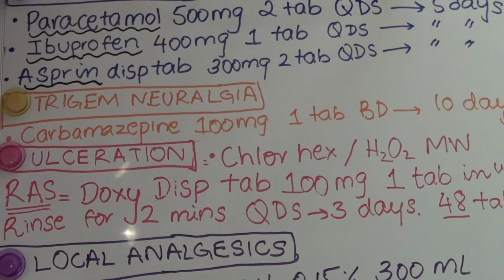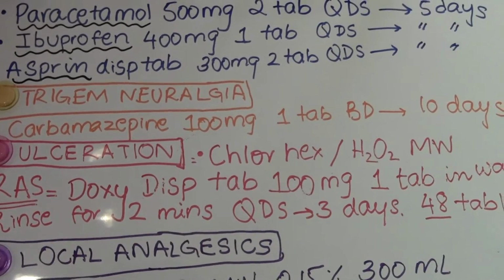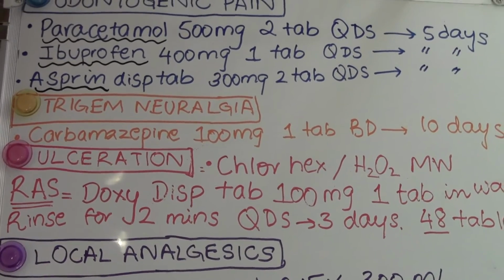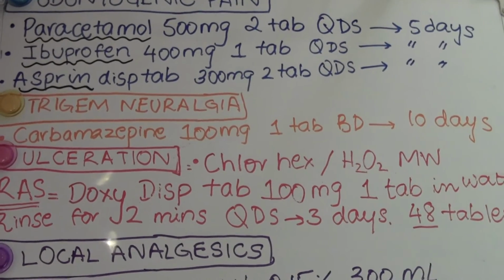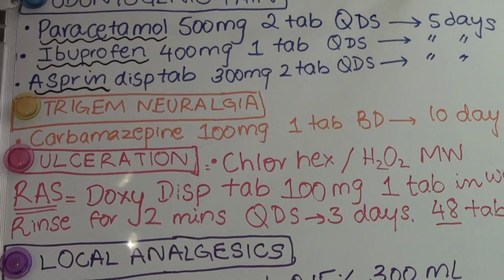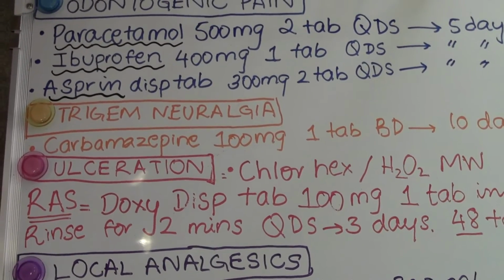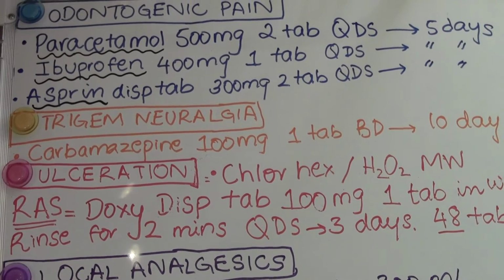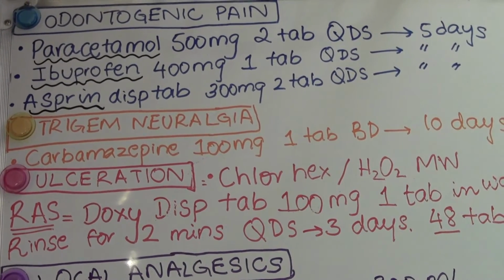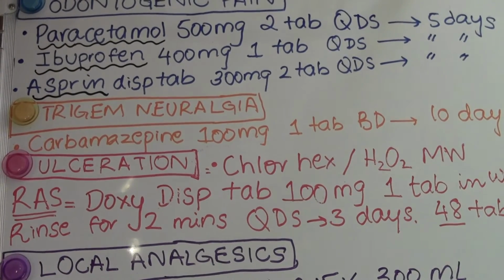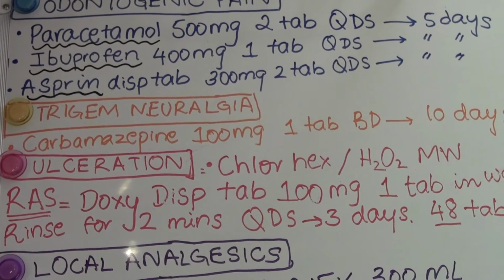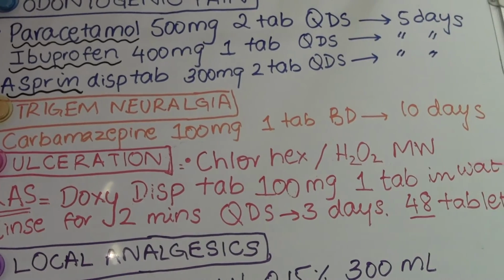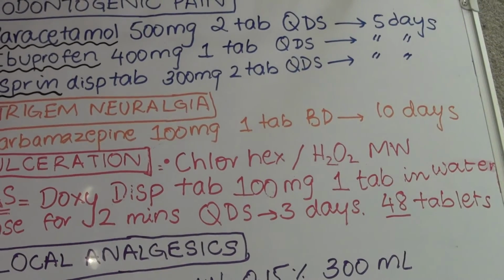However, if the patient has recurrent aphthous stomatitis, and the treatment isn't responding to the mouthwashes you've given, in that case we can give doxycycline dispersible tablet, and that's given as 100 milligrams. We give 1 tablet and dissolve it in water. We ask the patient to rinse their mouth for 2 minutes, 4 times a day for 3 days. We give the patient 48 tablets.